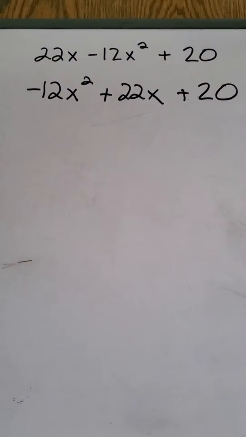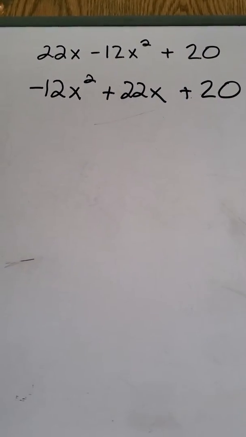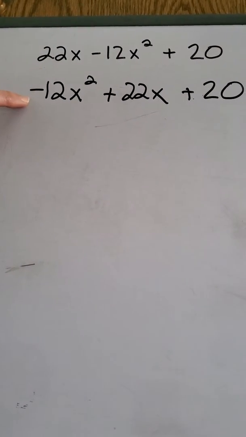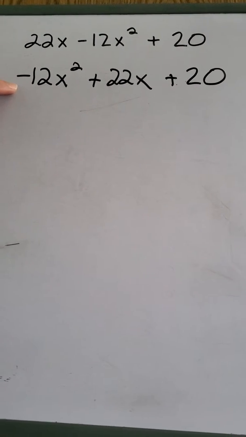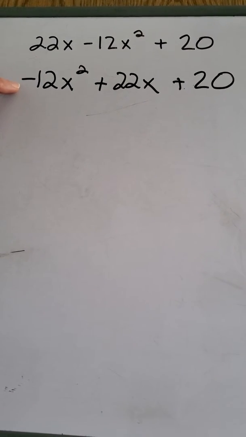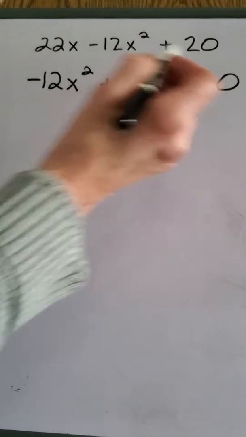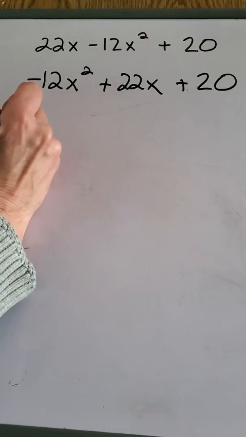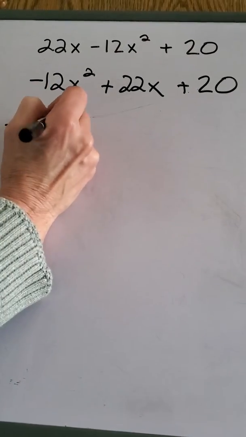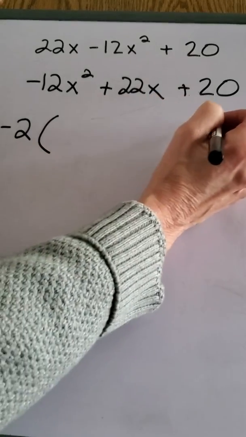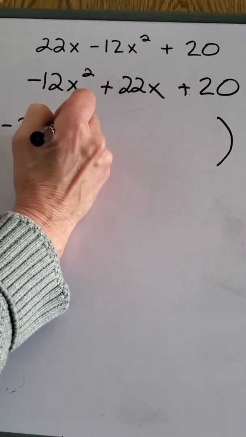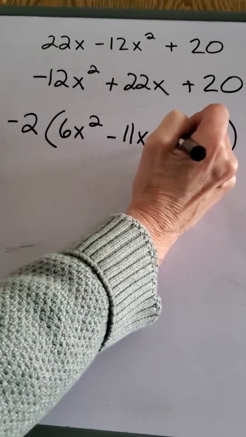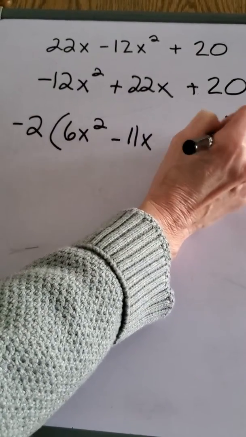The next step is to determine if I can factor a GCF out of these three terms. I also notice that my lead coefficient is negative, and if you remember from the previous video, we always want to factor out a negative value. So looking at these three terms, I can factor out a 2, so I'm actually going to factor out a negative 2. So we're going to write negative 2, and then we're going to set up our parentheses, and we will get 6x squared minus 11x minus 10.